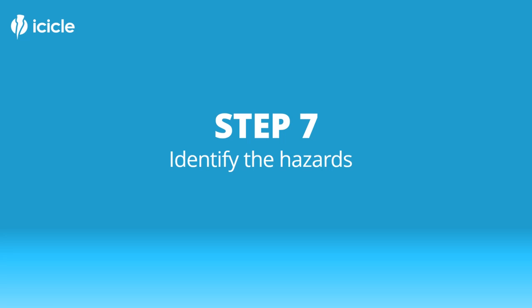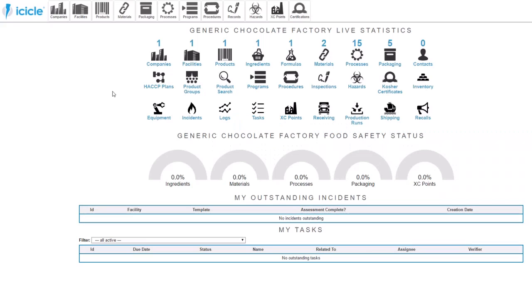Now we're ready to move on to step 7, which is identifying the hazards. So let's go do that. Just before we move on to identifying the hazards, actually, let's just assign the packaging to the products, which I haven't done yet. So I want to make sure I complete that step before I move on.